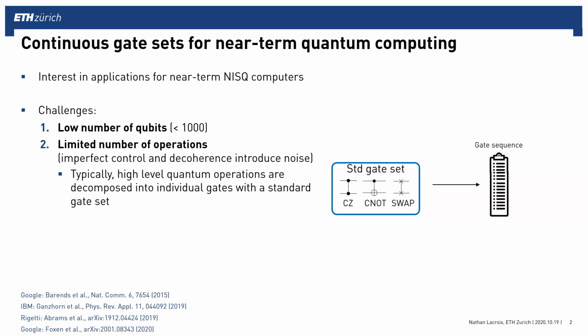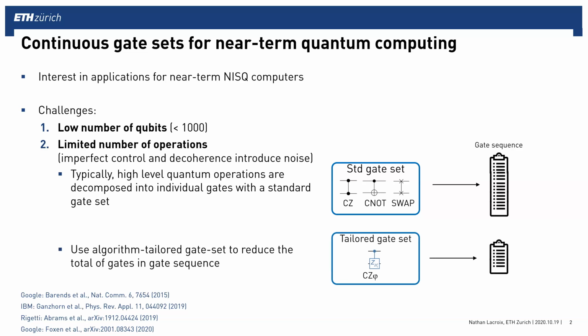So the idea of continuous gate sets is to harness the structure of the algorithm that has to be executed to tailor the gate set and thereby reduce the number of gates that are in the gate sequence. So this is done by choosing a gate set that matches the operations that are done in the algorithm. And this idea has been investigated already by Google, IBM, and Rigetti for various purposes, including quantum chemistry and quantum simulations.